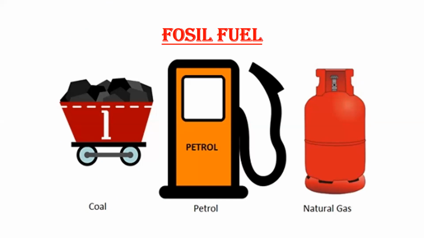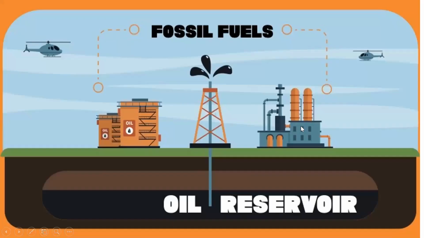Okay, you need coal in some old ships and trains to provide the engines with energy when we burn it. Petrol, we use it in our cars. It provides the car with energy when we burn it. Natural gas, we use it at our homes. Okay, it provides us with energy when we burn it.